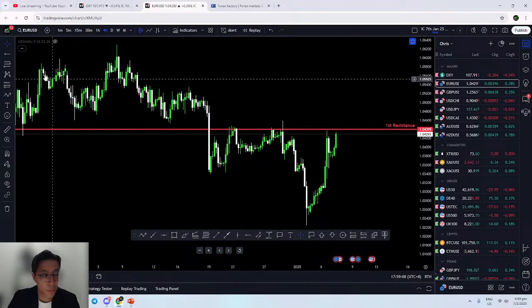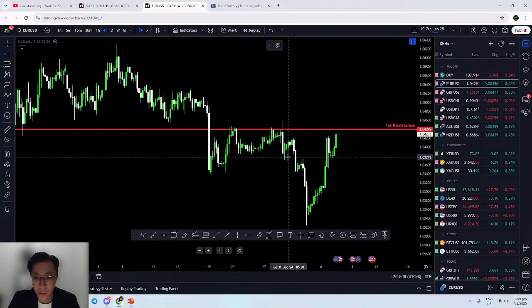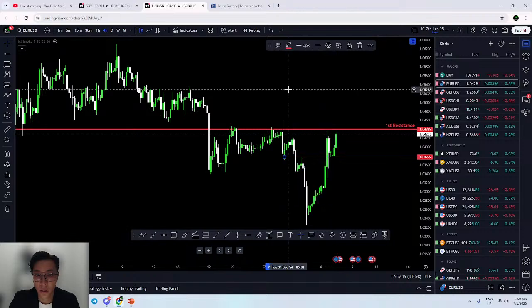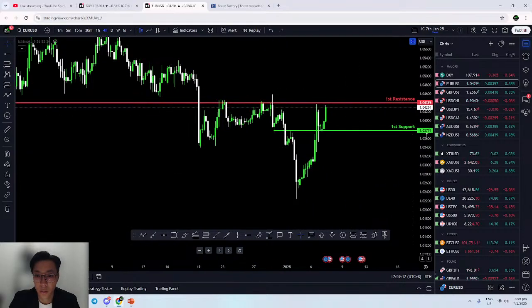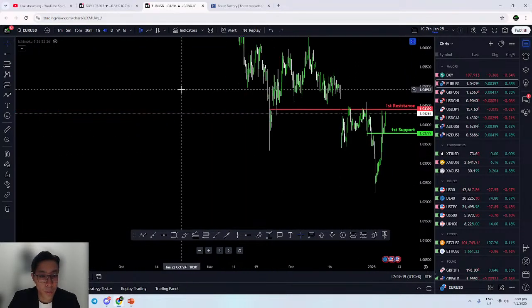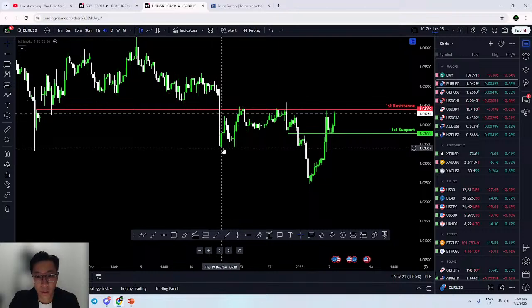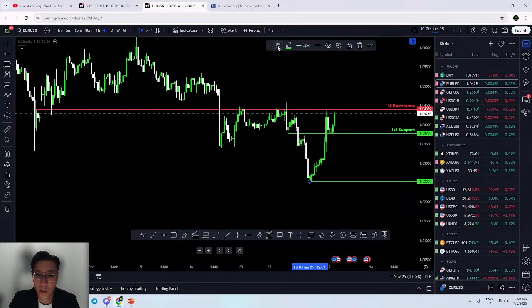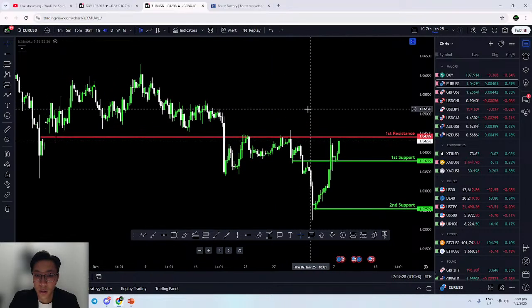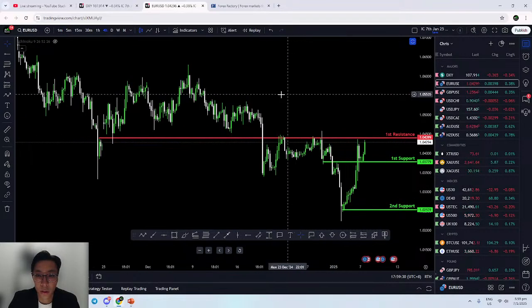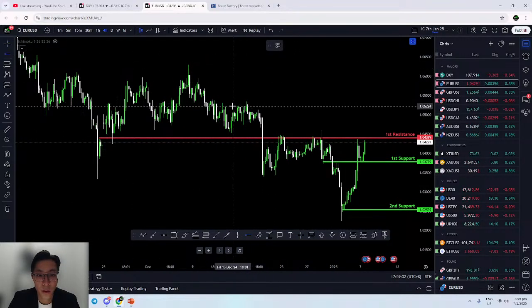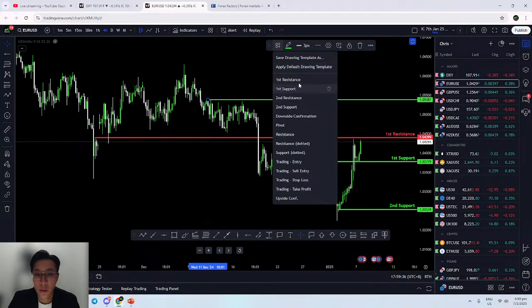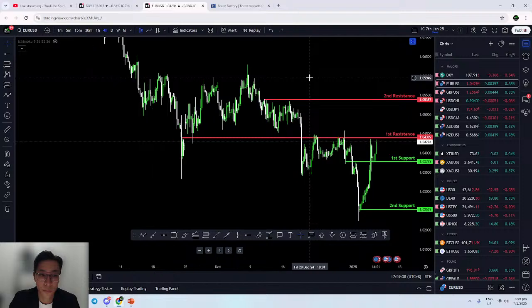Then where is our support? Support doesn't look very nice, but I think this is a valid area. Support is over here. You most probably don't have to mark out the second support because it's pretty far, but sure, let's do it. Then where is your next resistance level? It's probably around here. This is your second resistance level.